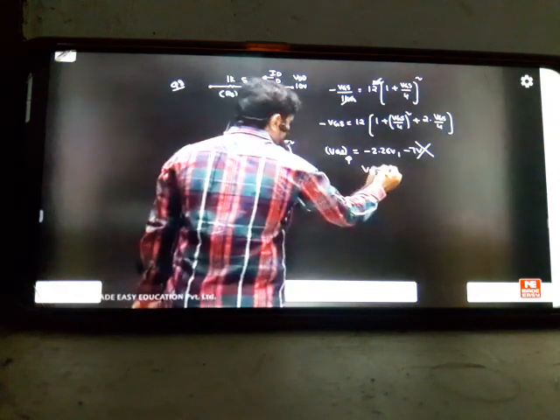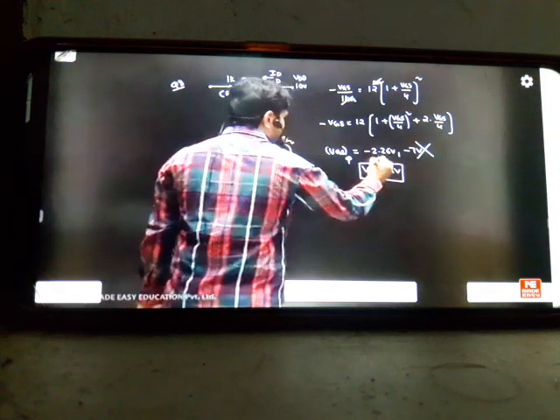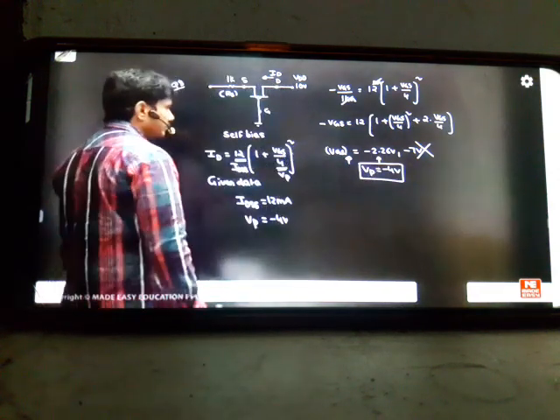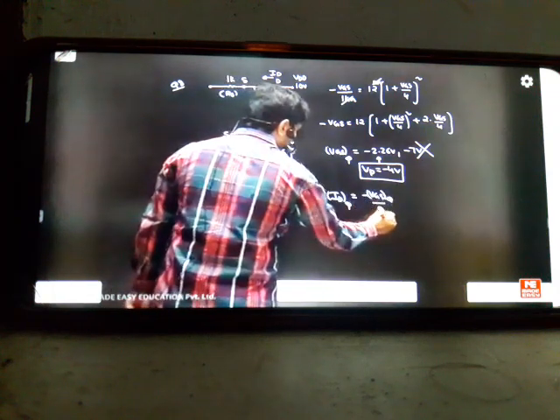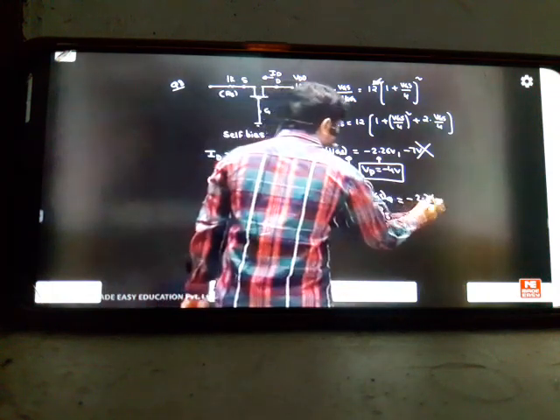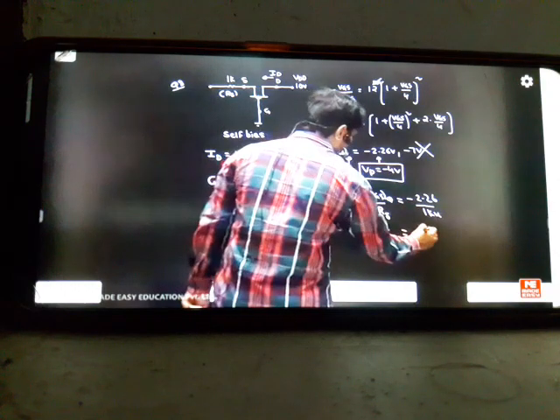Here minus 4 volts is pinch-off, so you cannot go beyond this minus 4. So what is IDQ? The formula is Ohm's law: minus VGSQ divided by RS. So the answer will be minus 2.26 by 1 kilo ohm, which is 2.26 milliamperes.